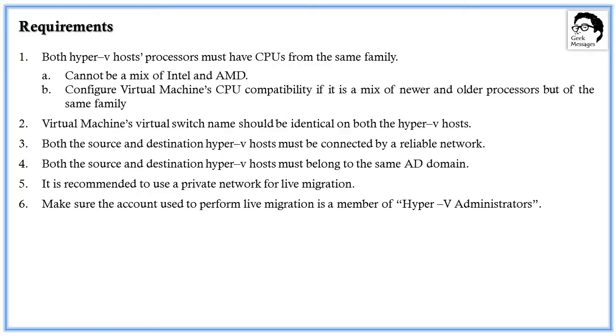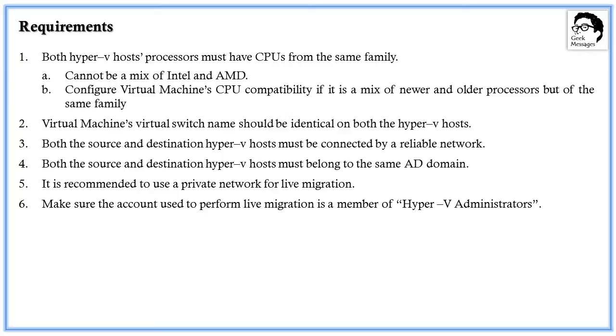So the first requirement is that both Hyper-V hosts must have CPUs from the same family. So it cannot be a mix of Intel and AMD processors. But if you have a mix of newer and older processors, as long as they are from the same family, then you have to configure virtual machine CPU compatibility. In my case, both of my Hyper-V hosts are running the same processor family and speed.